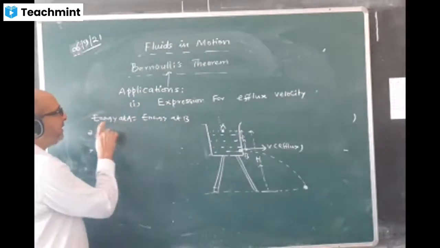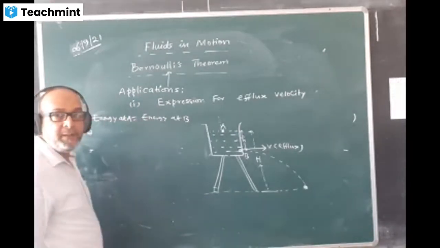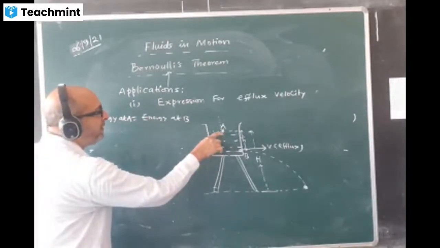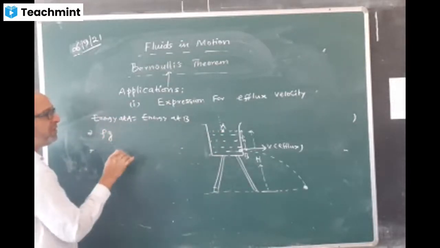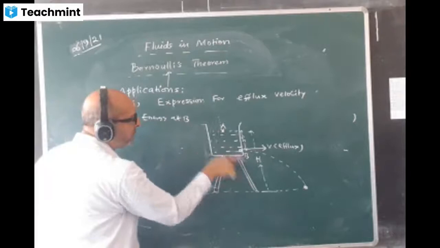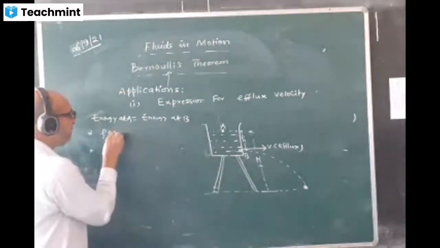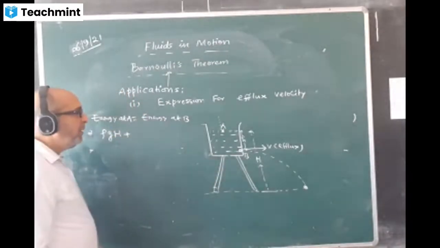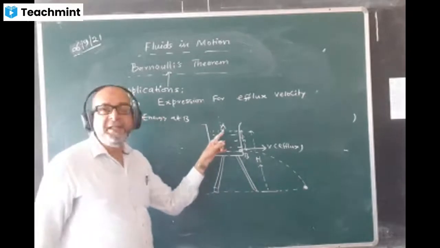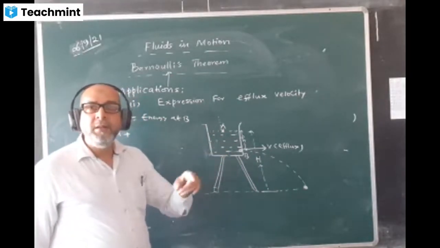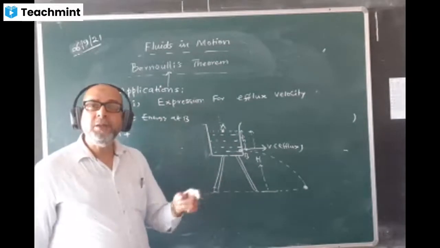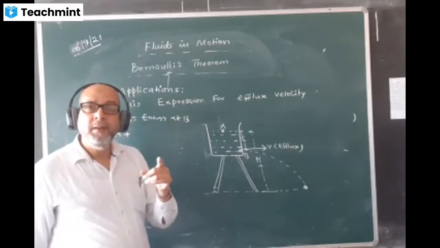Okay, I'm writing the same. Total energy at A is equal to total energy at B. What energy does it have at this point? Potential energy first: rho g, and what is the height of this point? H. Plus, what is the value of kinetic energy at this point?